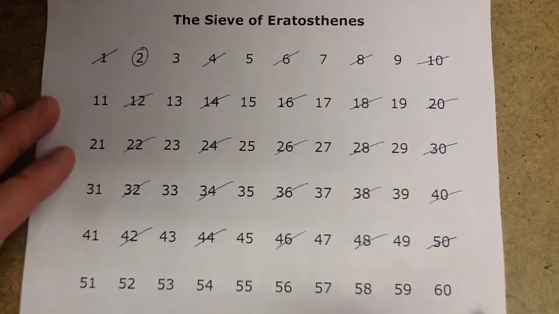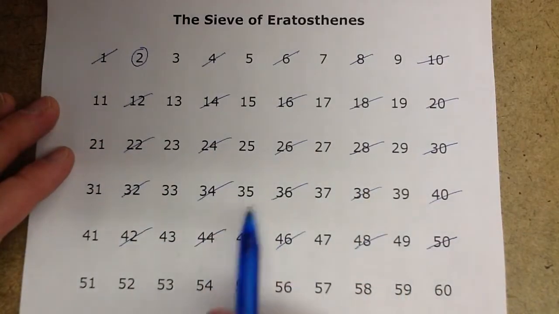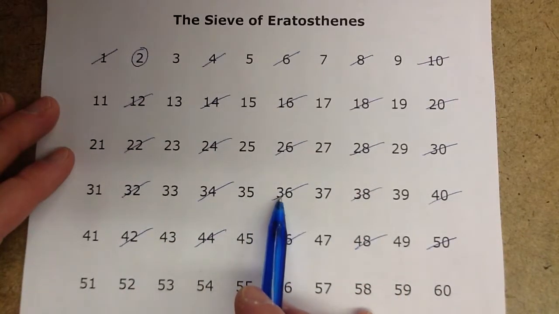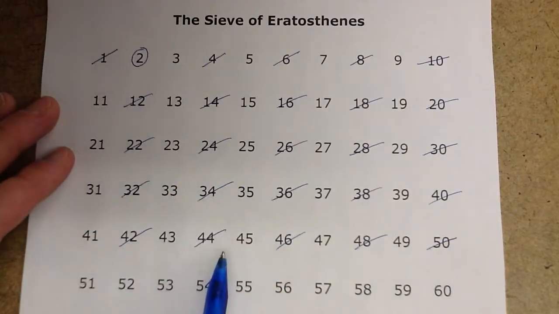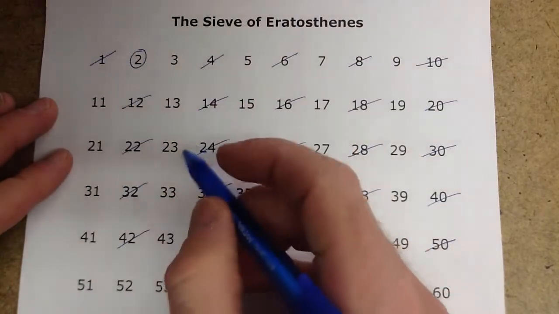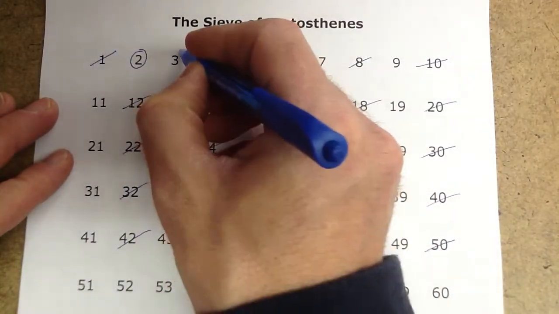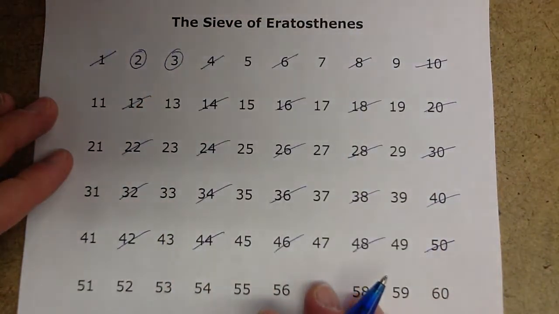Alright, now all even numbers have been crossed out. Now 36 would not be prime because yes, 1 and 36 go into 36, but so does 2. So that makes it composite. Now the next marked off number is 3. That means 3 is prime.